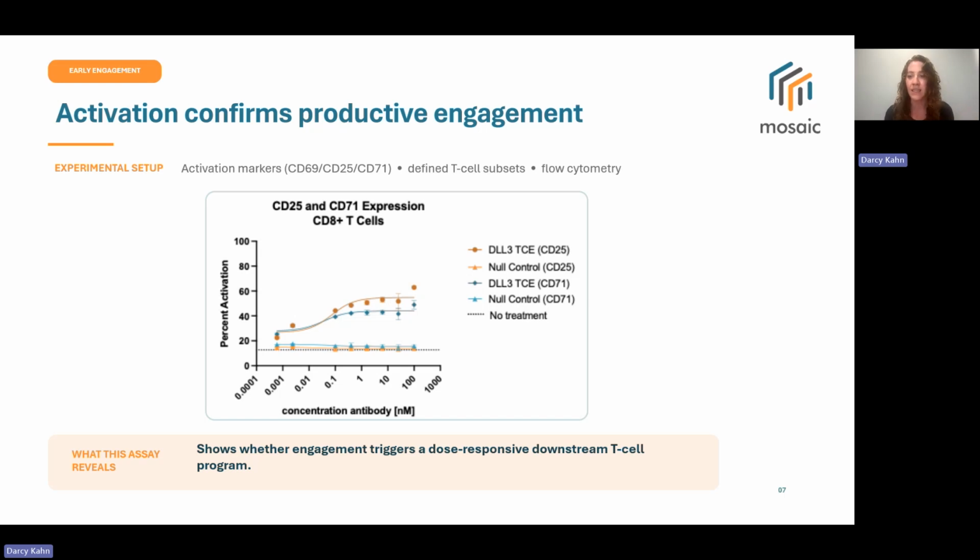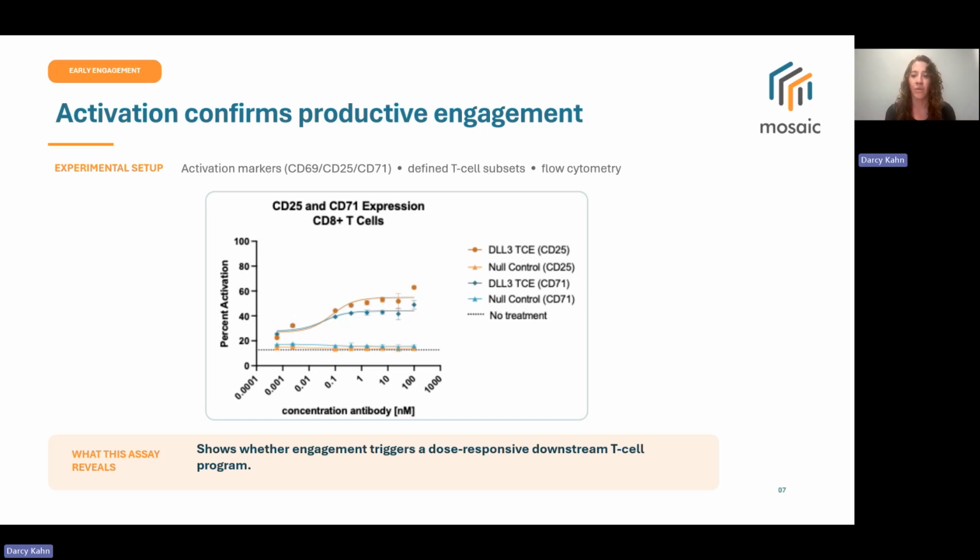Here we're looking at the CD8 positive T cells, and we can tailor the specific T cell subset to whatever makes the most sense for your molecules. So what we can see is that our benchmark drives clean, dose-responsive activation, increases in both CD25 and CD71 on these CD3 positive, CD8 positive T cells, and that tracks with dose. What we also notice is that when we're using null controls, non-targeting control molecules, we don't see activation at all.